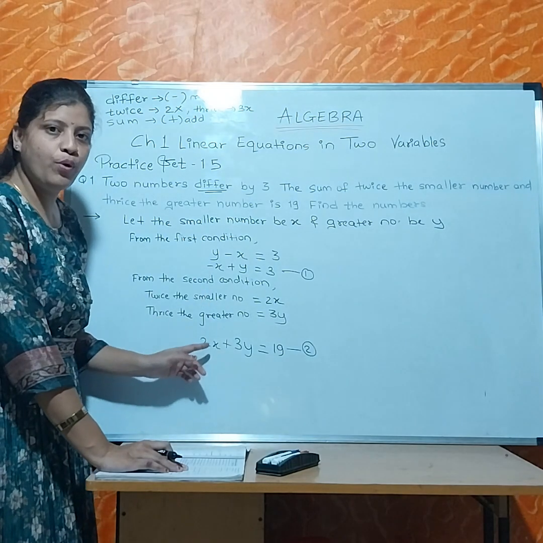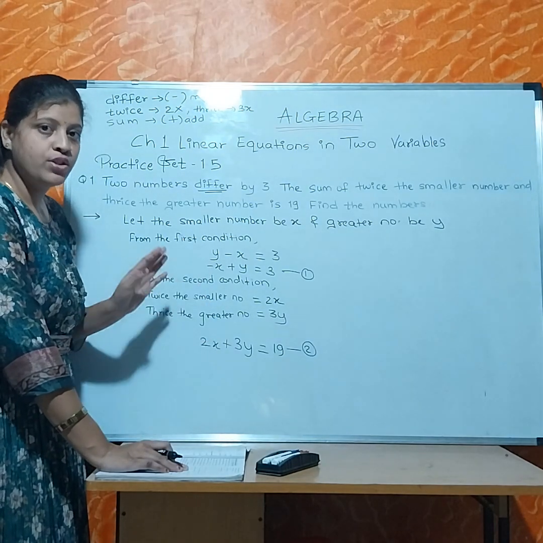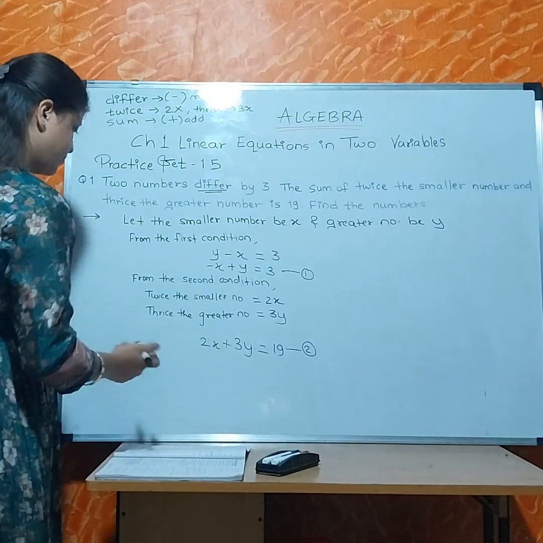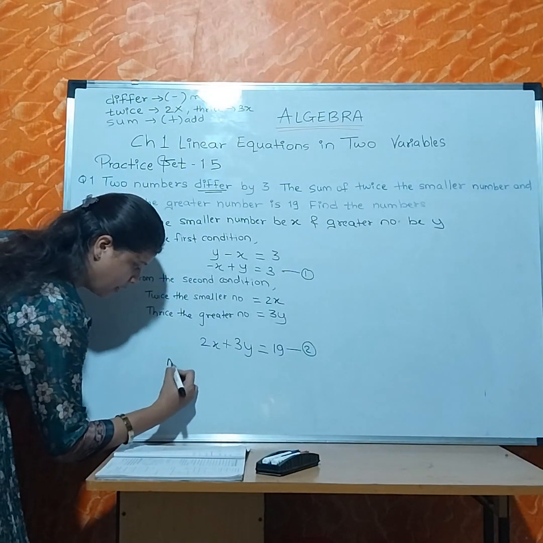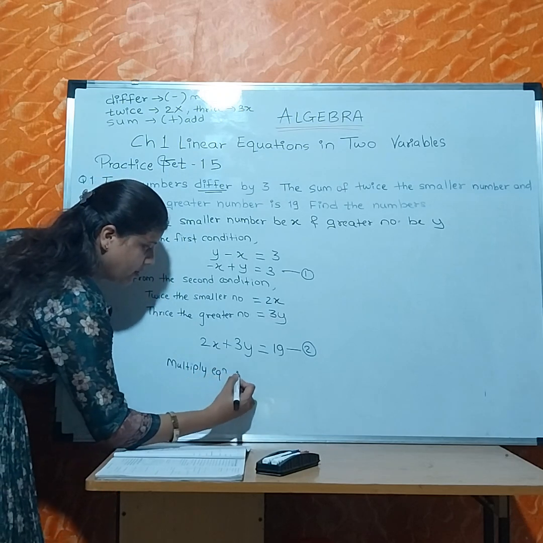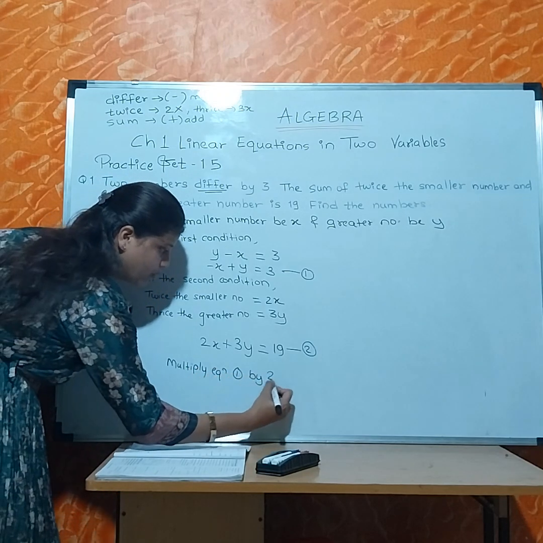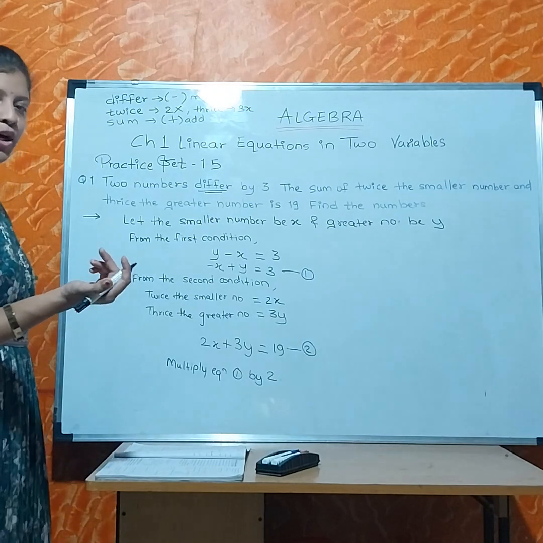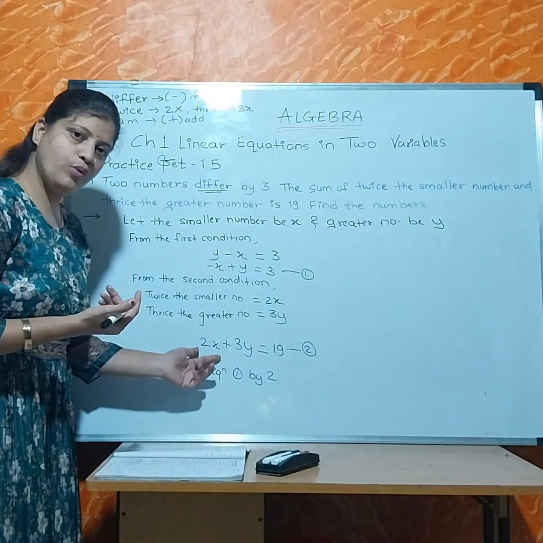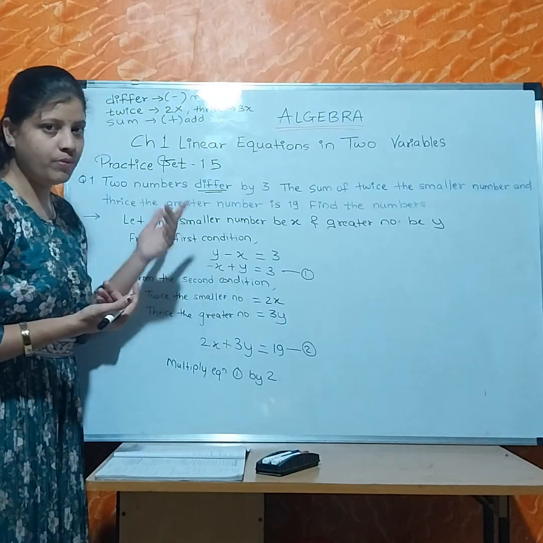The coefficients of both of the variables are not the same. So we have to make one of the coefficients equal. So let us multiply equation 1 by 2. But why have we multiplied this by 2? Because here it is 2x. To make it 2x here, we have to multiply it by 2.